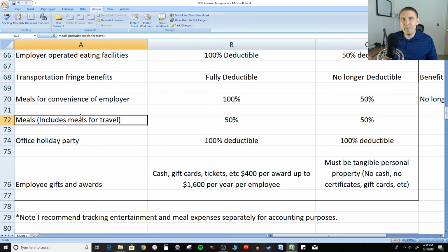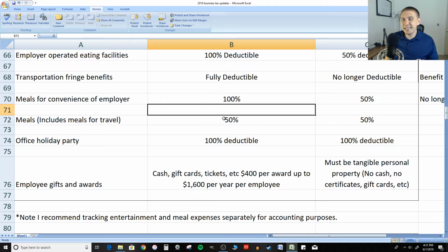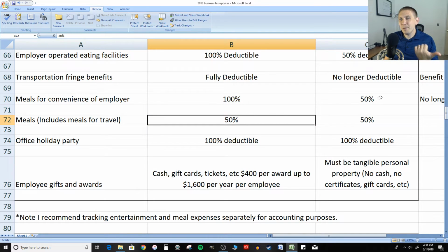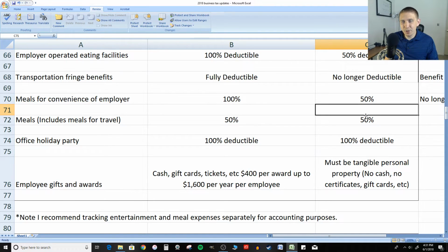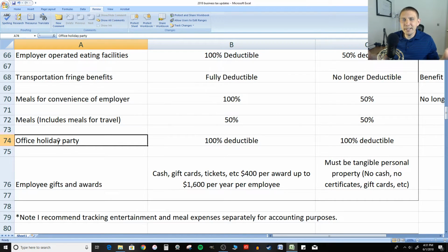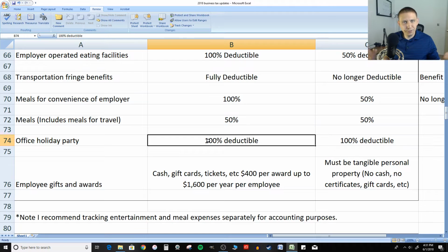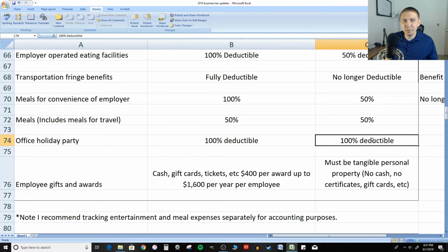Okay, now let's talk about meals in general. And this includes meals for travel. In 2017, it was 50% deductible. Meals are still 50% deductible in 2018. So those haven't really changed. What about office holiday parties? 2017, fully deductible, 100% deductible. 2018, it is still 100% deductible.